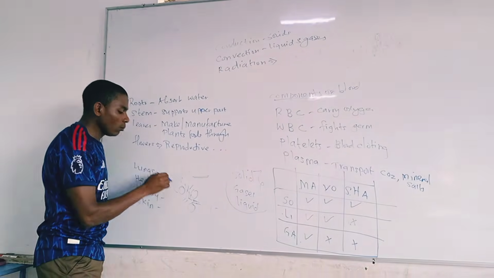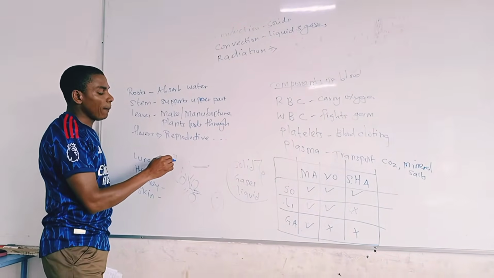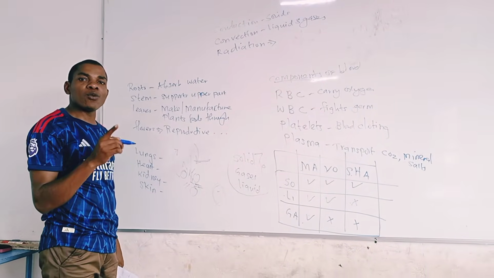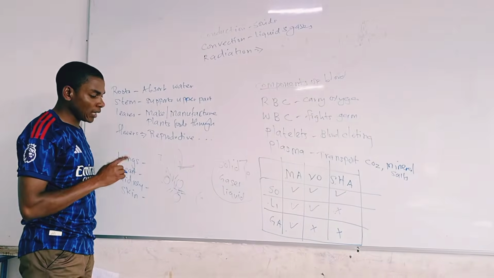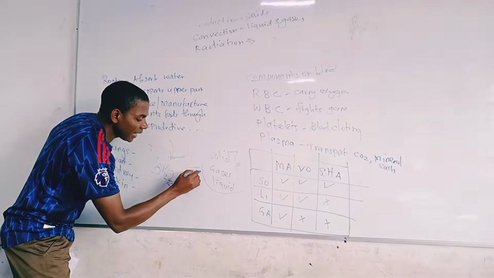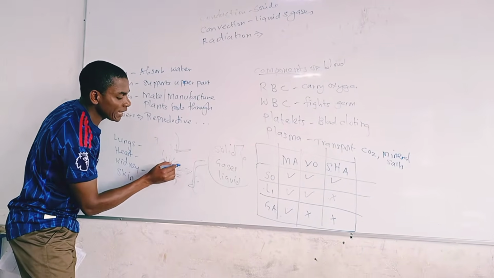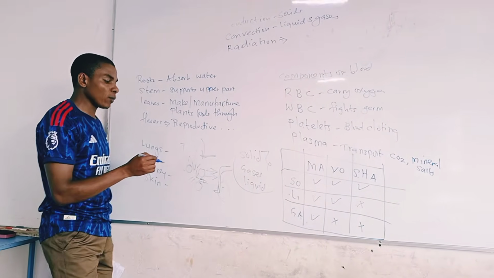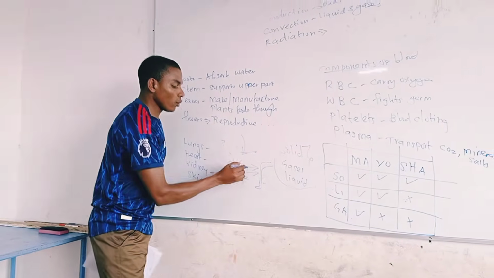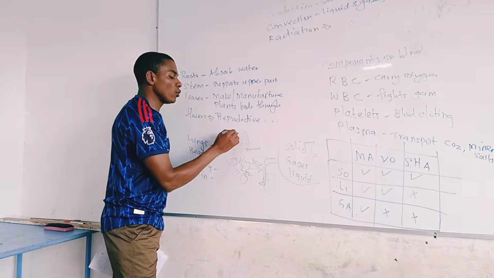Kwa sababu moto, the hot air inapanda, cold air inashuka. Sasa mikono inafikiwa na moto through convection. Lakini miguu ya huyu mtu, hii ni miguu, the legs, miguu ya huyo mtu inafikiwa na heat through what? Through radiation. So side hii ni radiation, but upande wa juu ni convection.